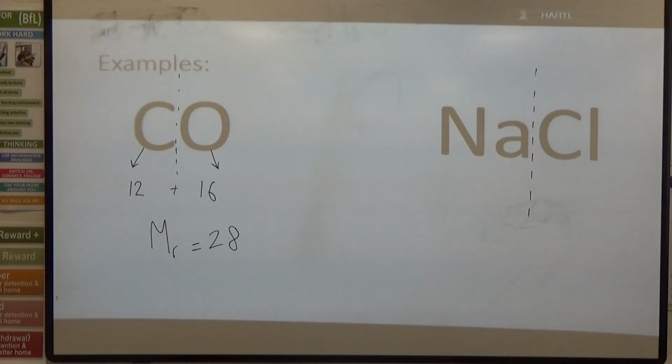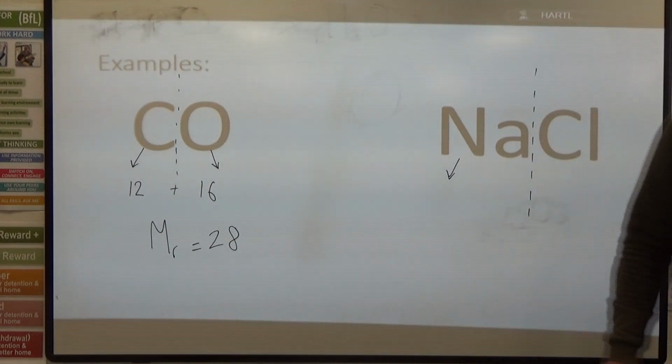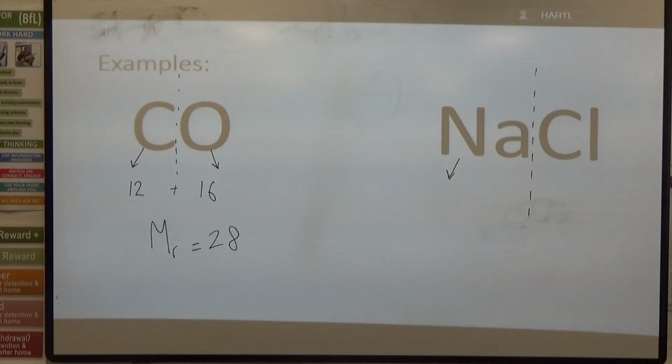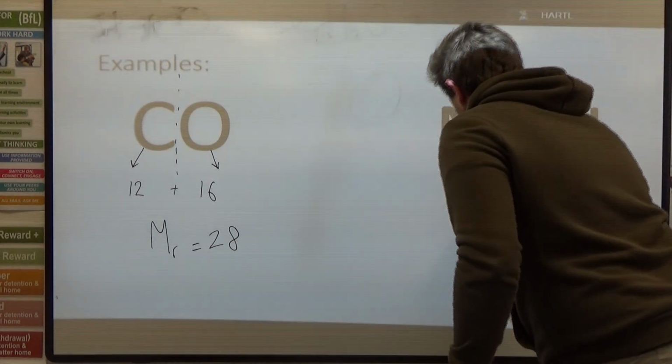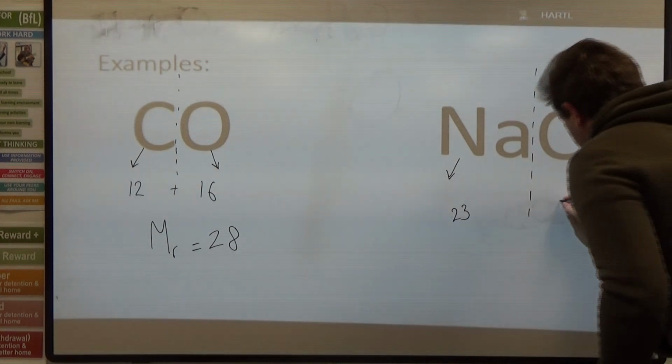So you split those in 2, leaving you with Na and Cl. So, what is Na? Sodium. What's the mass number, please? Megan, the mass number of sodium, please. 23. Good. Make a little note of that underneath sodium. What's Cl? Chlorine. What's the mass number of chlorine? 35.5. Good.